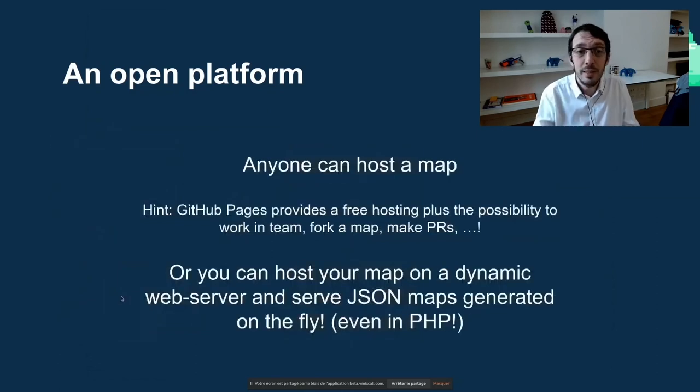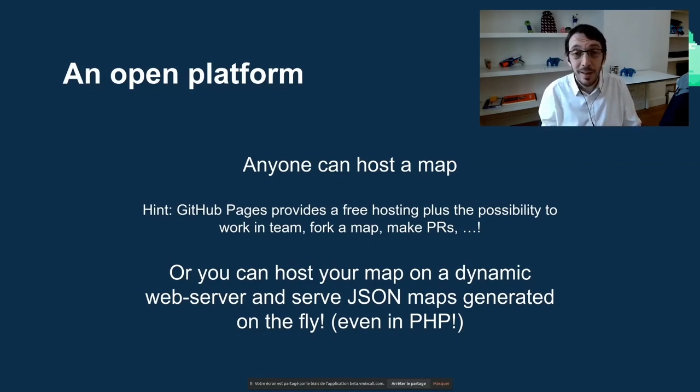One of the fun things is that you can actually use GitHub, because it has a service called GitHub Pages that acts as a free web server. So if you don't have a web server or Raspberry Pi at home, you can use GitHub Pages. And since it's on GitHub, you can also use Git workflows like making pull requests and stuff like that to work as a team on your map. But this is really static files.